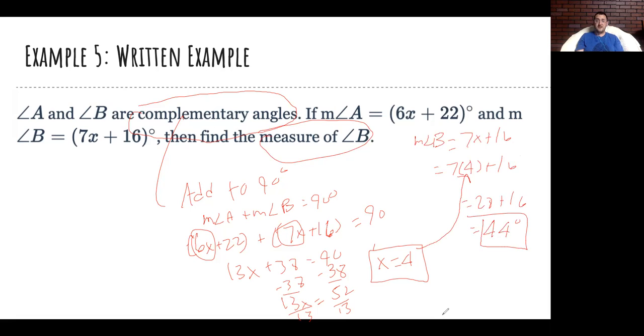So those are the type of examples that you are going to see on the skill in Delta Math. Please make sure that you have that chart down with all the types of angle pairs really well in these notes, because this is something that you're going to want to refer back to.